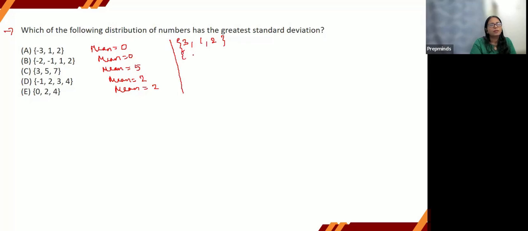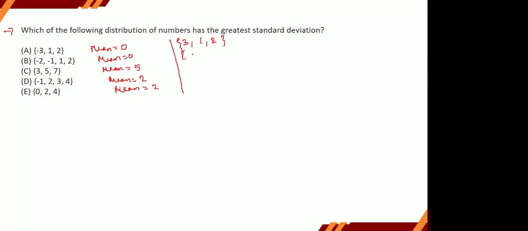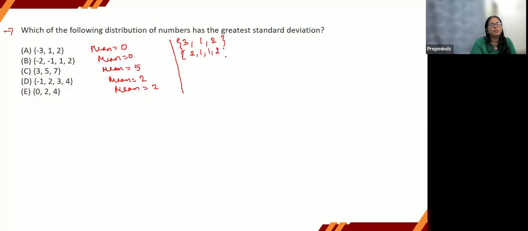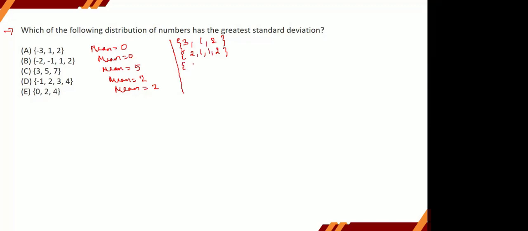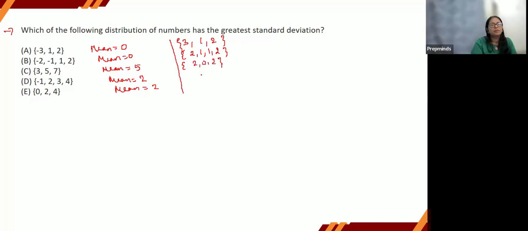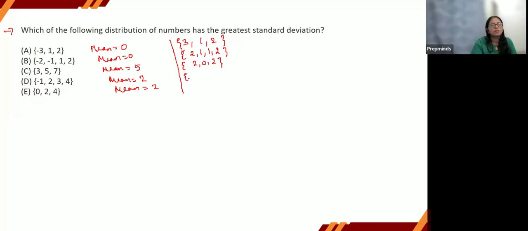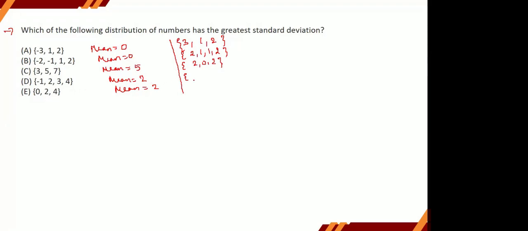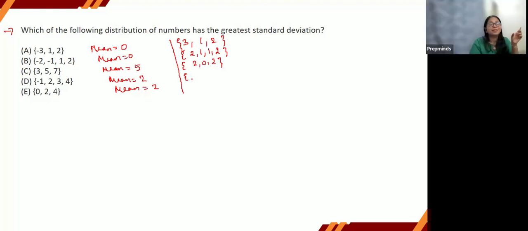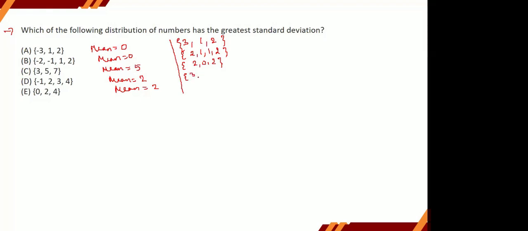Second, this one, 2, 1, 1, 2. Here, 2, 0, 2. This one, 1, 0, 1, 2. This is 3 now, I think. 0, 2, -1, now 3. What is the distance? Yes, 3. So that is the reason I said take the distance.